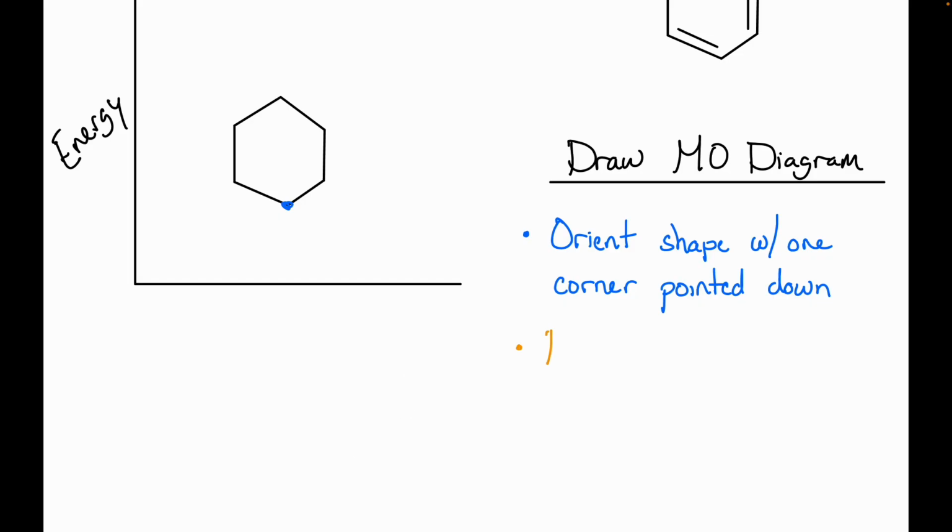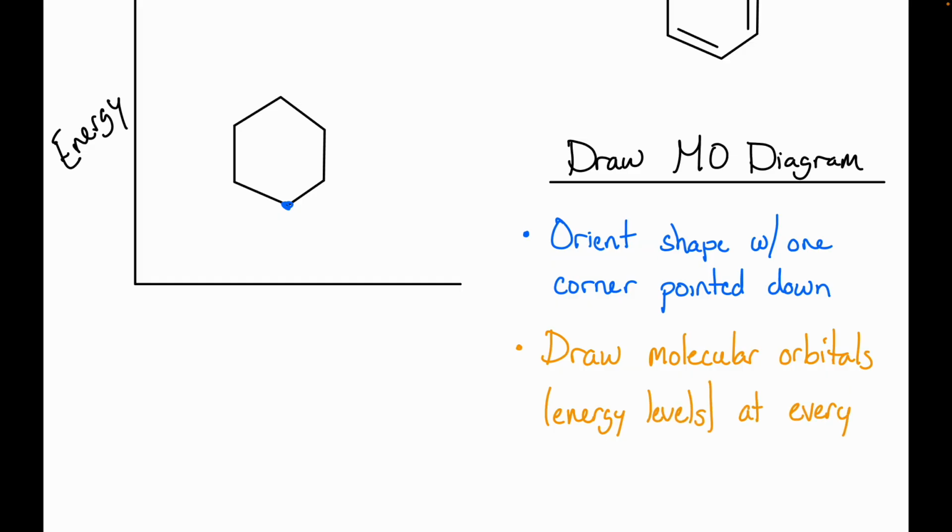All right, now we're going to draw our molecular orbitals, those energy levels at every corner. So down here at the bottom, that's an energy level. These corners are energy levels. These corners are energy levels. And this one at the top is an energy level.